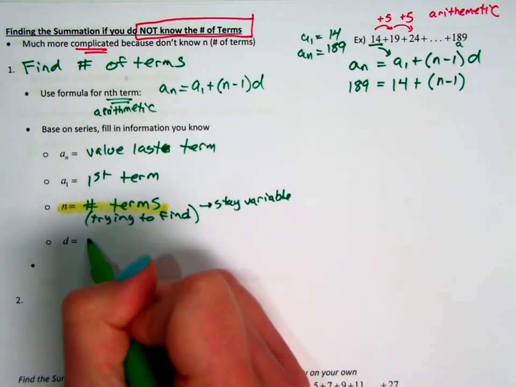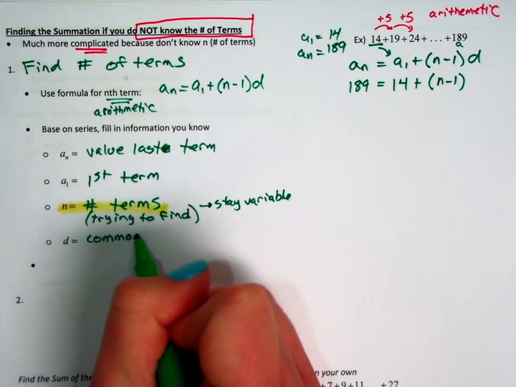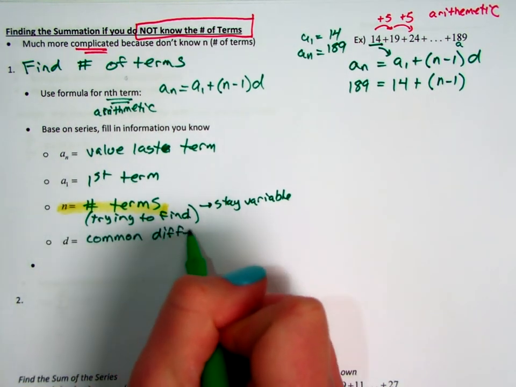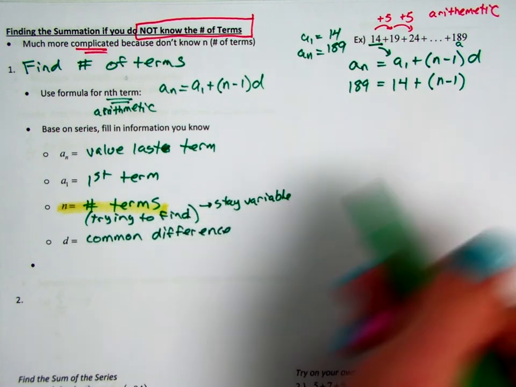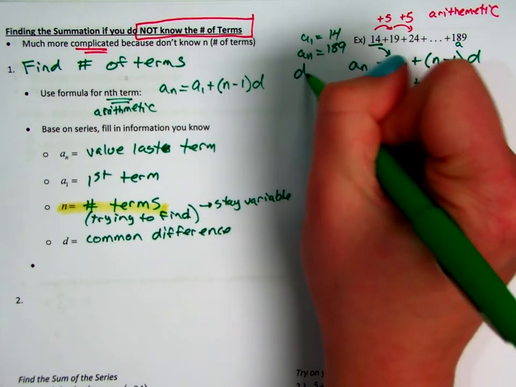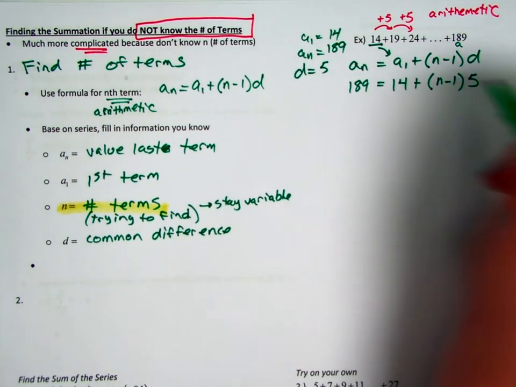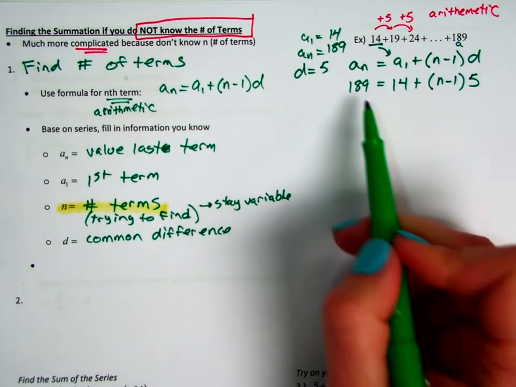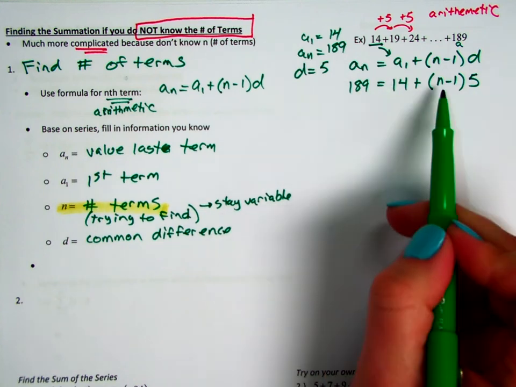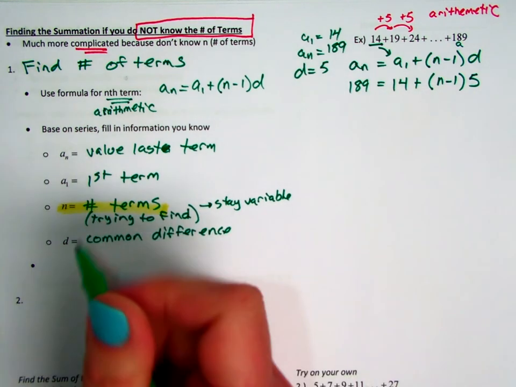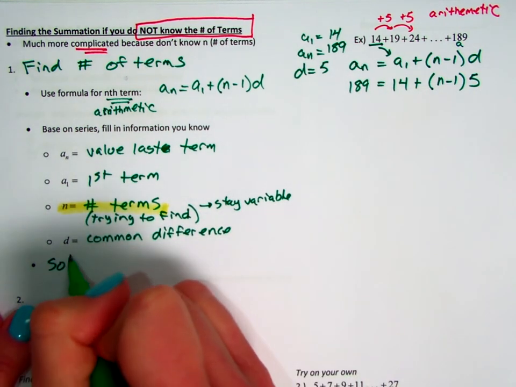The d, remember, is the common difference. In other words, how much are we going up or down by each time? Well, in this case, we're going up by 5, so I know my d is 5, so I can put 5 in its place. Now, just like yesterday, I notice that there's only one variable here, so I can go ahead and solve for the unknown.